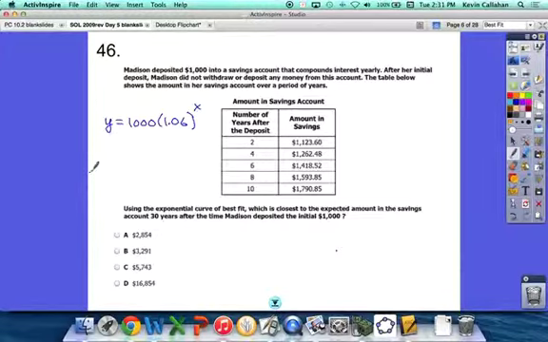Now they said, which is closest to the expected amount of earnings you would have after 30 years? What are you expected to do? X equals 30. Plug in x equals 30. So what is 1,000 times 1.06 to the 30th? It's definitely not B, that's for sure. Let's see. Okay.